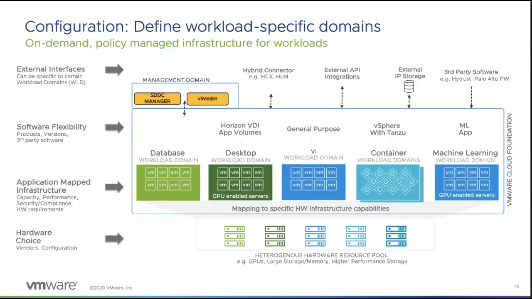We also have the software flexibility, and that includes which products, which versions of the products are part of which workload domain. Now, there is an external interface which can be specific to a workload domain. So you can have your HCX or the external APIs or IP storage or any third-party software, and they can be tied to an individual workload domain. So any third-party tools that you have, like SolarWinds or any sort of data protection tools and more, you can actually deploy using the external API integrations that we have.